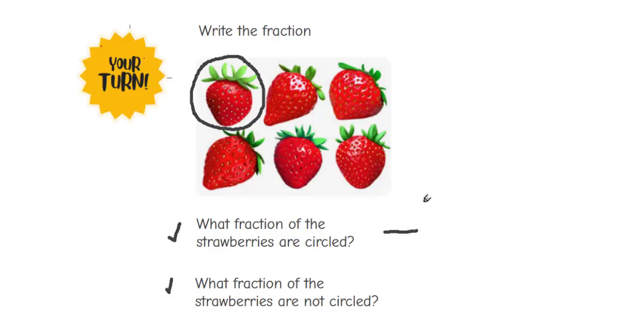I'm going to do the same thing that I did before. I'm going to write my denominator first, that number at the bottom, the D down under. There are 1, 2, 3, 4, 5, 6 strawberries. Now I can go ahead and write that 6 on both fractions, because it's the same. How many are circled? Only 1. 1/6 of the strawberries are circled. What fraction is not circled? That leaves 1, 2, 3, 4, 5. 5/6 of the strawberries are not circled.